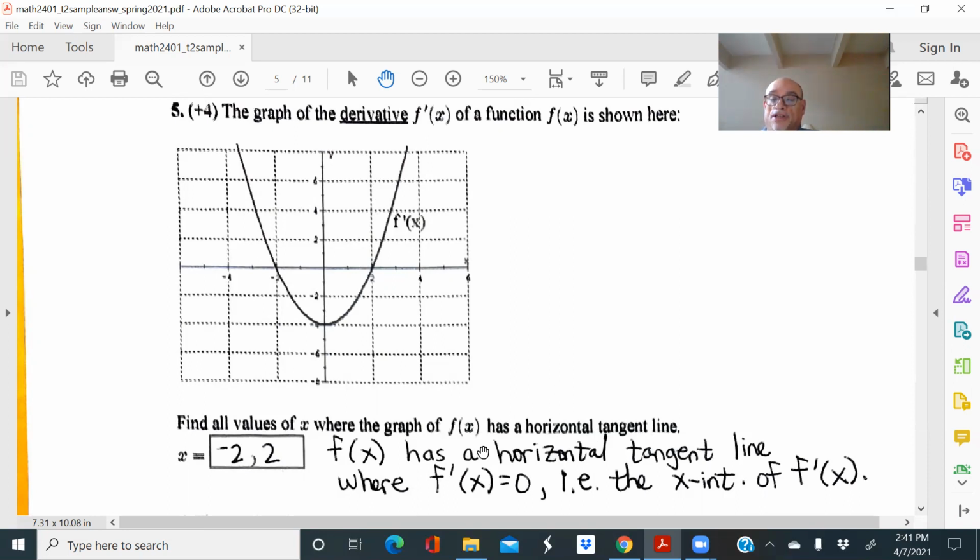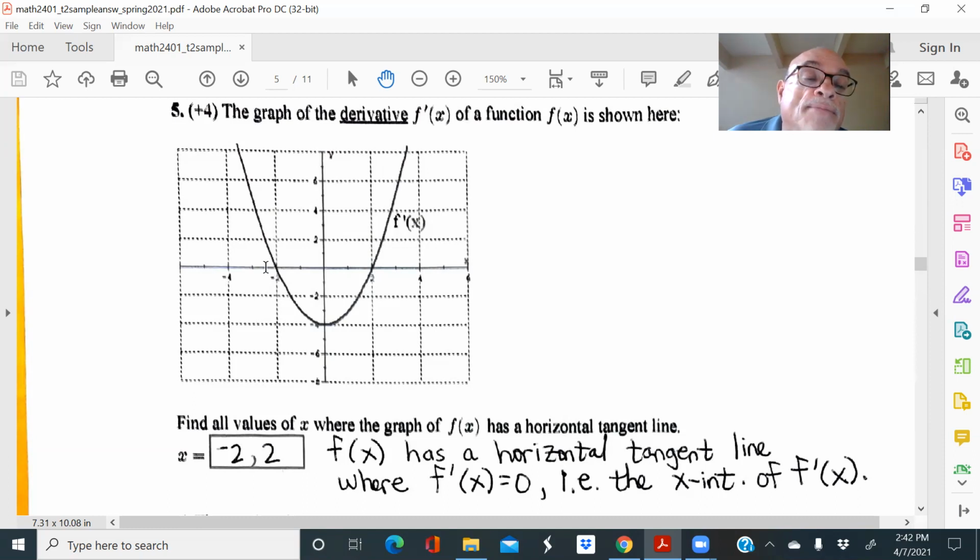Well, remember, this is what calculus is all about. This function is going to have a horizontal tangent line where the derivative is 0, where f prime of x is 0. Now, we don't have the formula for f prime of x, so we cannot solve this equation to find x, but we have the next best thing. We have the graph of the derivative, and we can see where the derivative is going to be 0.